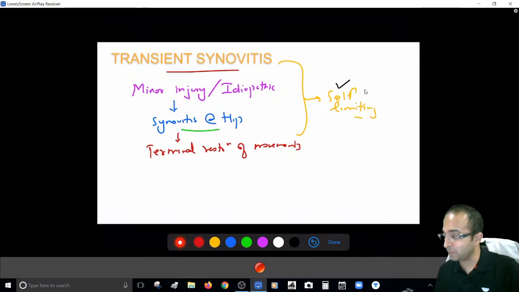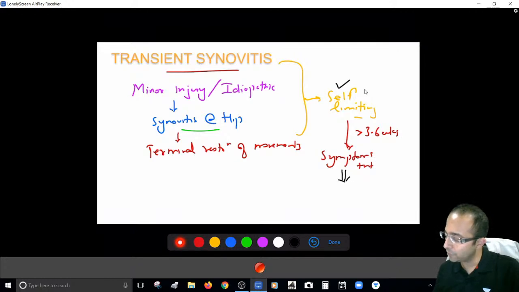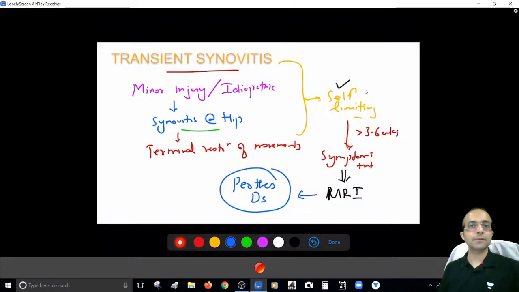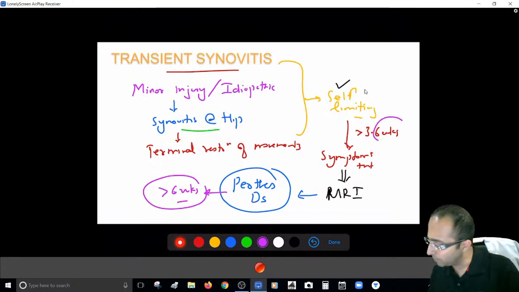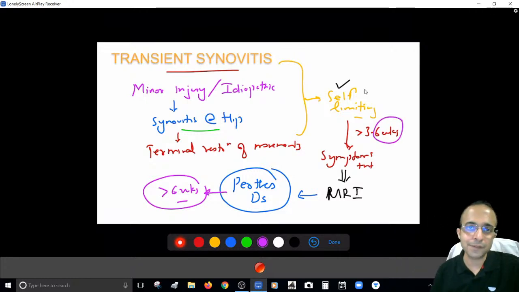But it is very much possible that more than 3 to 6 weeks have gone, but symptoms are still persisting. So this is the indication of getting MRI done in cases of observation hip, in cases of transient synovitis, because here what you want to check on MRI is the possibility of Perthes disease. Perthes disease symptoms will persist beyond 6 weeks. Transient synovitis symptoms will definitely be gone by 6 weeks.